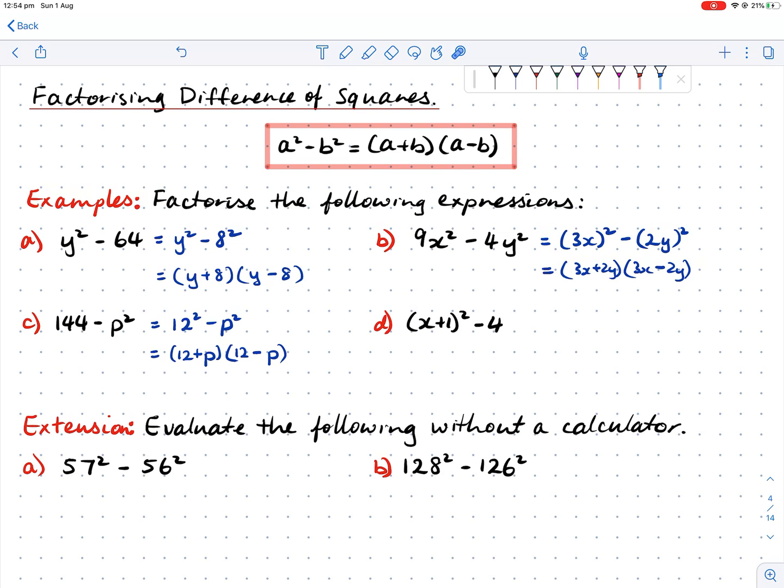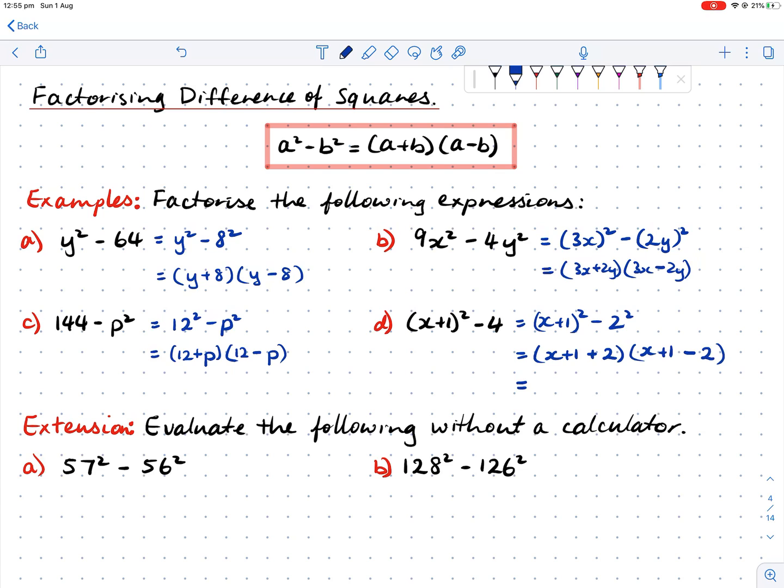Here's a trickier one. If I've got x plus 1 all squared, you can see that's already got a square on it, so we're going to treat that as one item. And then we've got the 4. So we could write that out as x plus 1 squared minus 2 squared. Now when we go to do our brackets, they're going to be a little bit bigger because our a term, the first term there, is x plus 1, and then we've got a 2, and then x plus 1, and then the 2. We're going to add the 2, and then subtract the 2 on the other side.